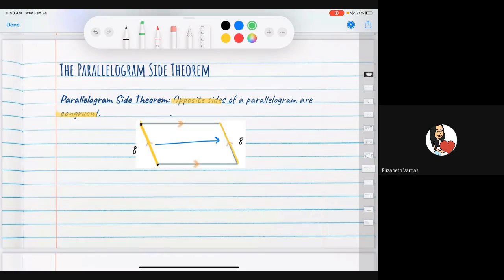Same thing for this side, well, its opposite side would be this side. And what does that mean? Well, that means if I know that this side's 10 inches, well, then this side would also be 10 inches. So that is my parallelogram side theorem. Opposite sides are congruent. Okay?